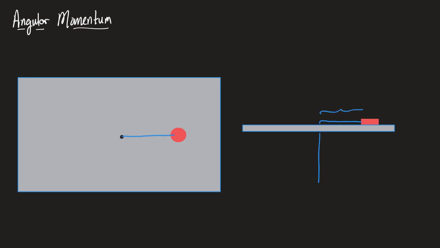So this is 0.5 meters. They tell me that the puck is traveling a circular path at 2 radians per second and has a mass of 0.2 kilograms.